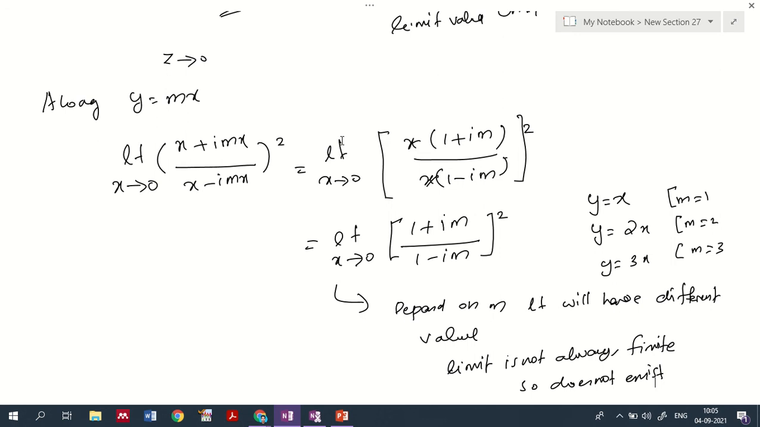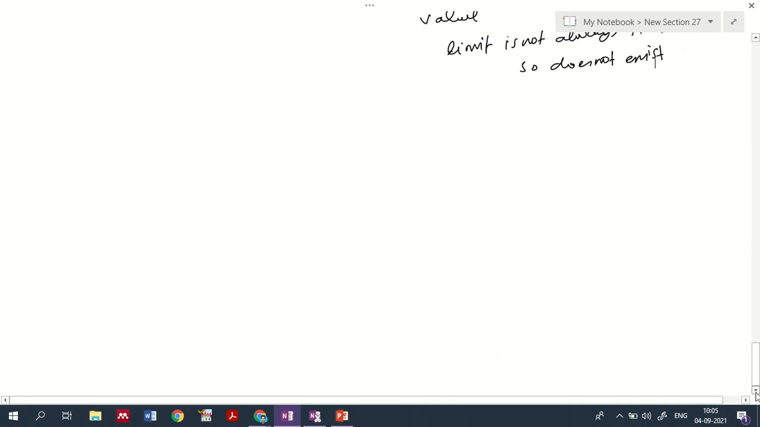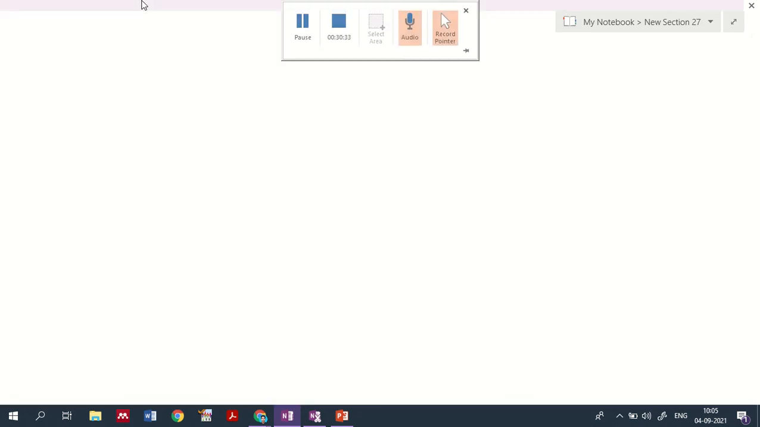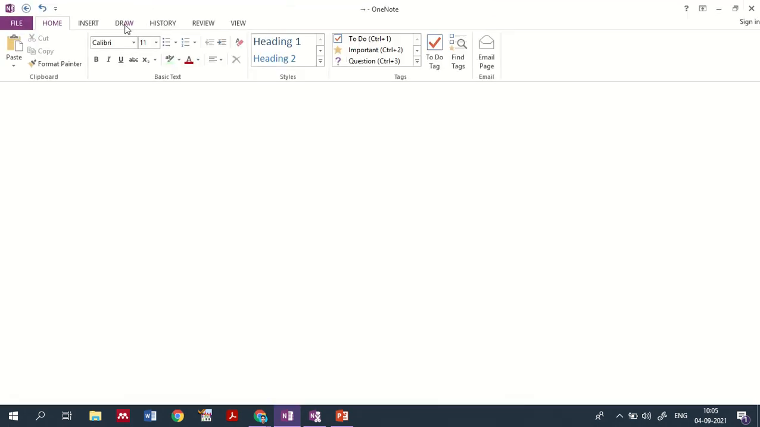Okay, so let me move on to the next topic, that is continuity. Here we understood how to check the existence of the limit of a complex variable function. Now we'll come to the case of continuity. How do we check continuity? For that, one second.